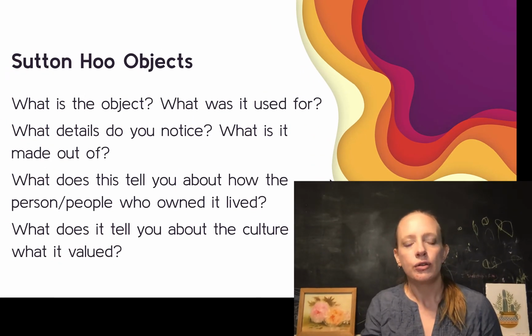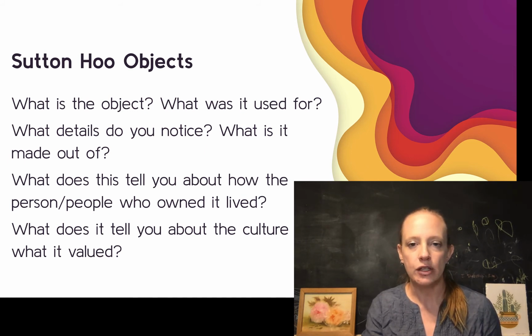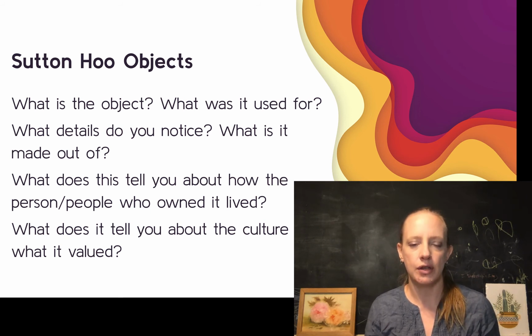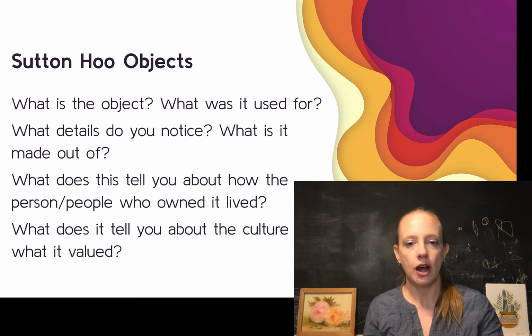Now, you're going to look through some other objects. You get a choice as to what objects you use, and you are going to answer some questions for each of the 3 objects that you choose. What's the object? What do you think it was used for? What details do you notice? What is it made out of? So just like I went through in the Sutton Hoo burial helmet, what do you see? What do you notice? What details are there? What patterns? What does this tell you about how the person or people who owned it lived? And what does it tell you about the culture and what it valued? So you're going to answer those questions for each of the 3 objects that you choose.